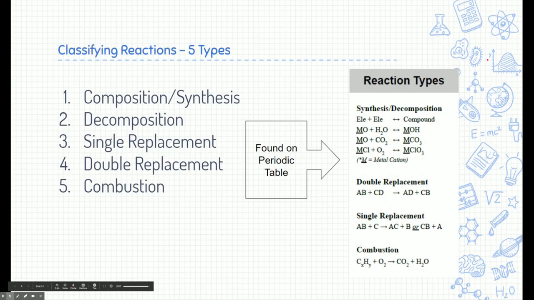All right, the last thing I want to talk about are the classifications of reactions. There are 5 types of chemical reactions that we want to be able to recognize. Once we write a reaction, we want to know which type of reaction we're looking at. So here are the 5 types. There's composition or synthesis, those are the same thing. There's decomposition, single replacement, double replacement, and combustion.